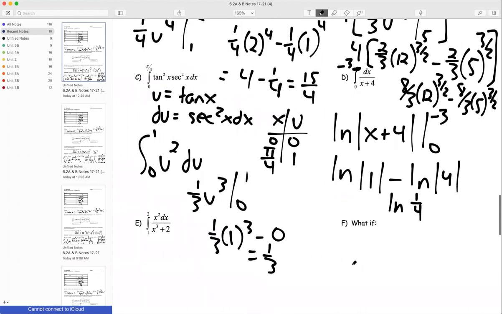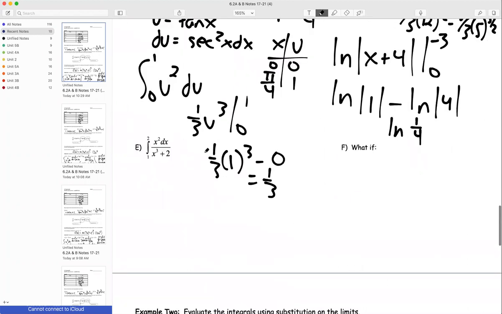All right. Well, here, I am going to let u equal x cubed plus 2. So it's always going to be the denominator.